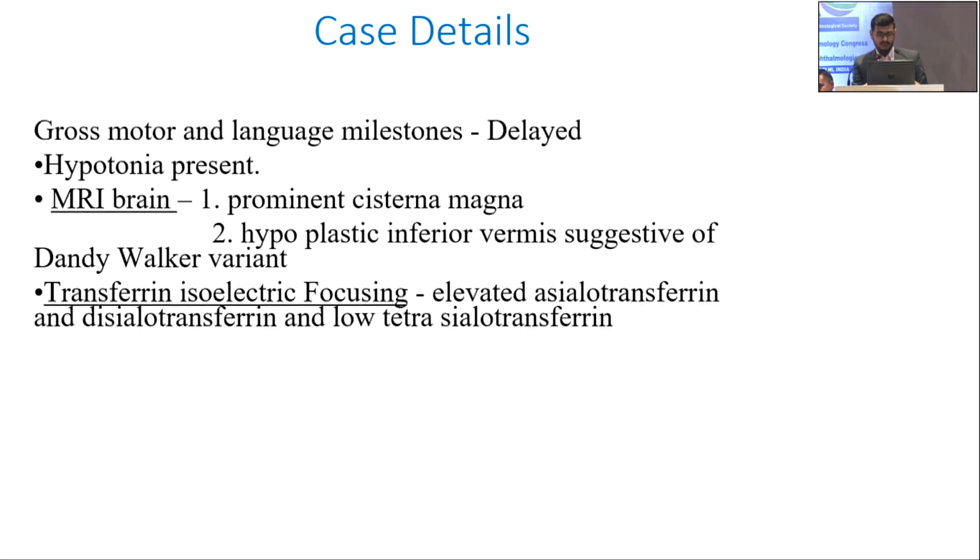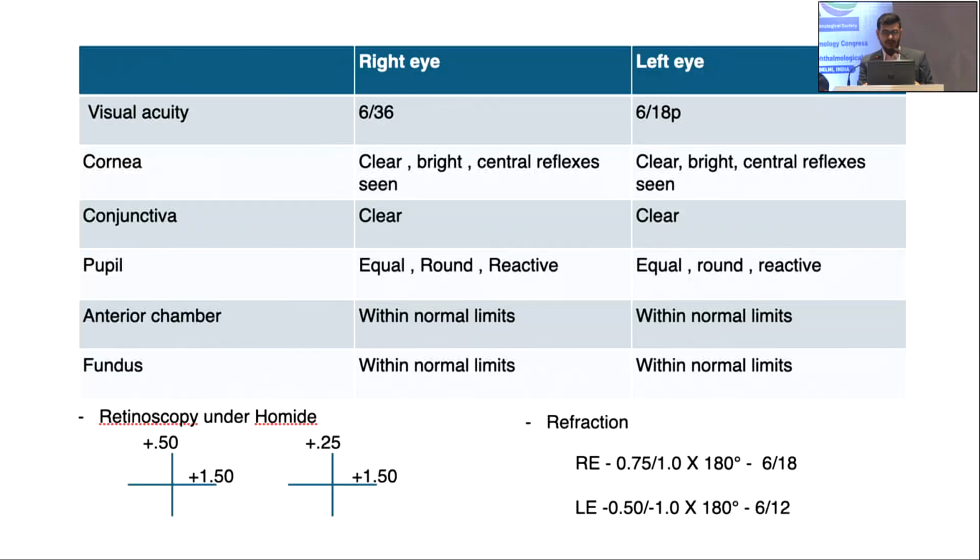Transferrin isoelectric focusing showed elevated asialotransferrin and disialotransferrin, and low tetrasialotransferrin. On ocular examination, visual acuity was 6/36 and 6/18. Cornea, conjunctiva and pupil were within normal limits, anterior chamber was within normal limits, and fundus was also within normal limits. We did retinoscopy under homide, which revealed a refractive error of +0.75 and +0.5 spherical, with -1 cylinder in each of the eyes, best correcting to 6/18 and 6/12.